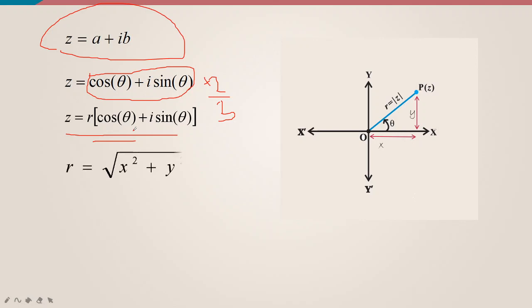Now, what is this r? If you look at this diagram, you will see that this part is x and this part is y. Using the Pythagoras theorem, r square will be x square plus y square. Therefore r will be root of x square plus y square. Anyways, this value is also called the modulus of z. So r is equal to the modulus.